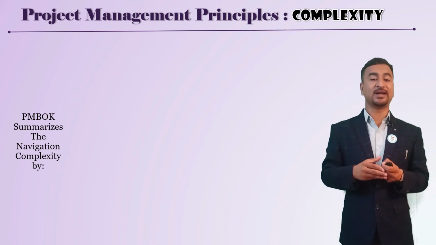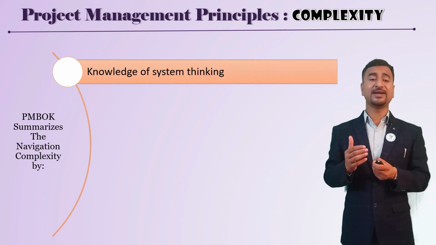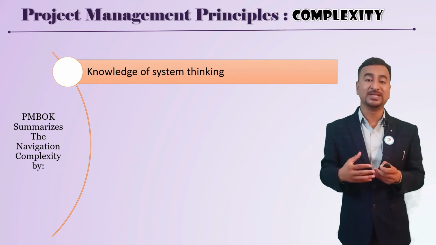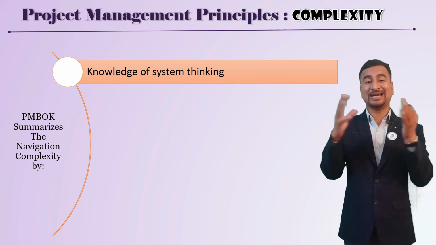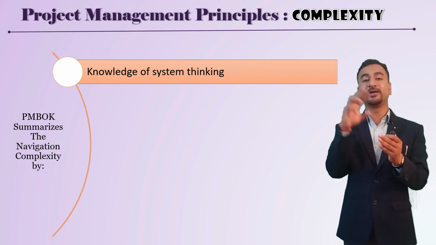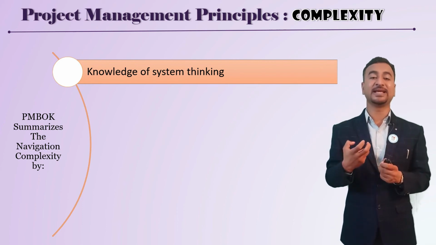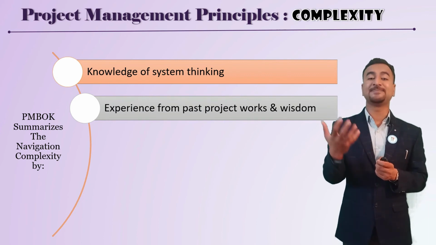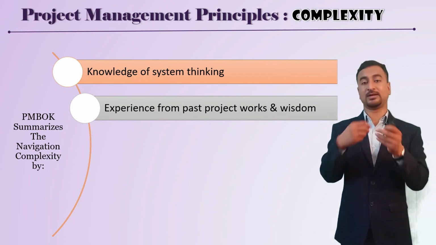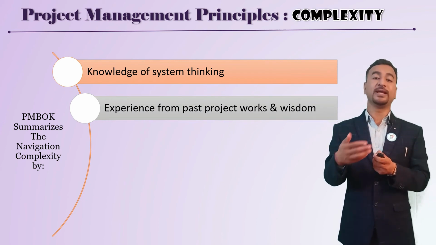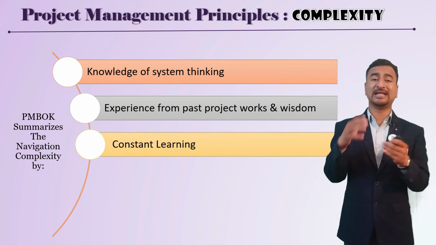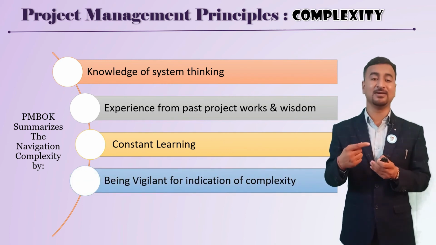Now, PMBOK 7 summarized navigating complexity by knowledge of systems thinking, the principle that we need to understand. We have systems of systems. We are a part of the bigger machine, so you need to develop that systems thinking knowledge. Experience of past projects and wisdom, if you can bring that to the table, also helps you navigate the complexity. And constant learning, because we are in a VUCA world that requires you to constantly learn.